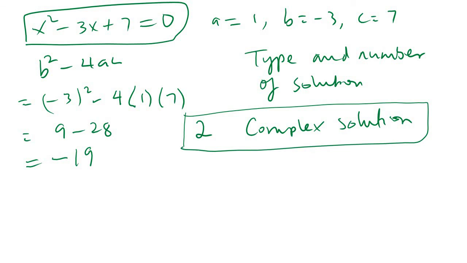This will be the answer to the question of what kind of solution it has and how many. It has two complex solutions, because when I computed the discriminant, it came out to be a negative number. So that's how we do it.